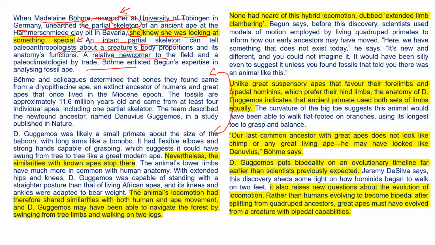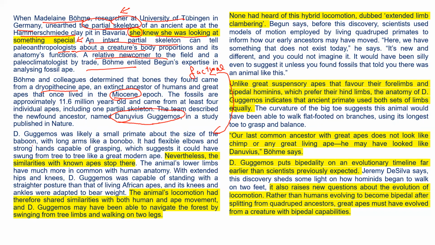But let us read. Bombay and colleagues determined that bones they found came from a difficult name, but from a particular ape, an extinct ancestor of humans and great apes that lived in, again a difficult name, but a noun, so I can escape. The fossils are approximately 11.6 million years old and came from at least 4 individuals, including one partial skeleton. The team described the newfound ancestors named Danuvius gugenmos, again a very difficult name, in a study published in Nature. So the second paragraph is absolutely factual about the new skeletons that they have found and what they have found. Such kind of things.